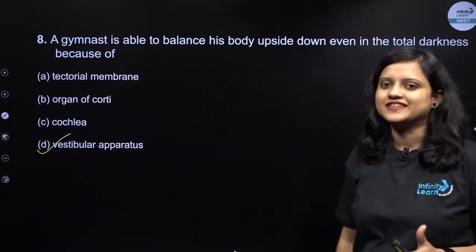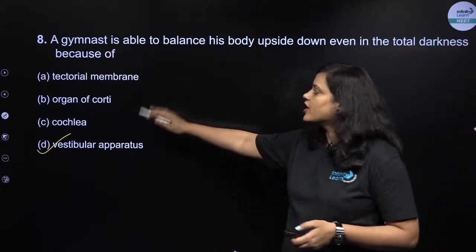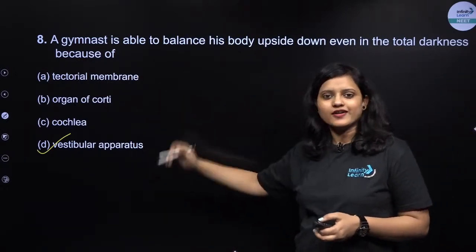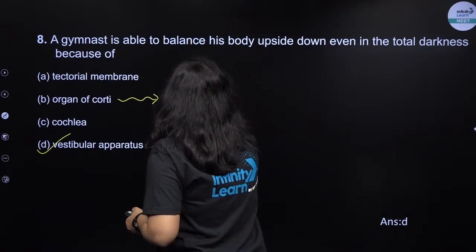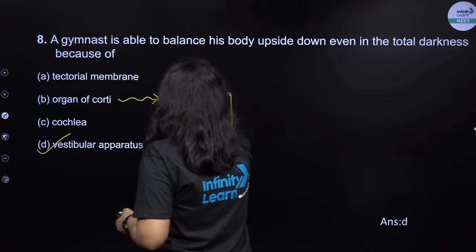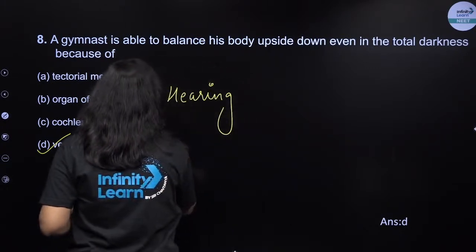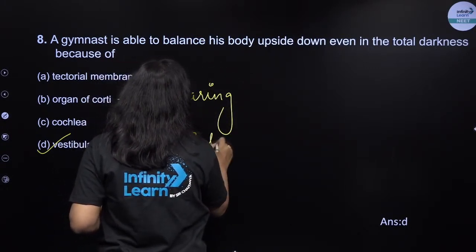Right? Very good, Bardhaval. Very nice. Organ of Corti is responsible for hearing, isn't it? It is responsible for hearing, and the vestibular apparatus is responsible for balancing.